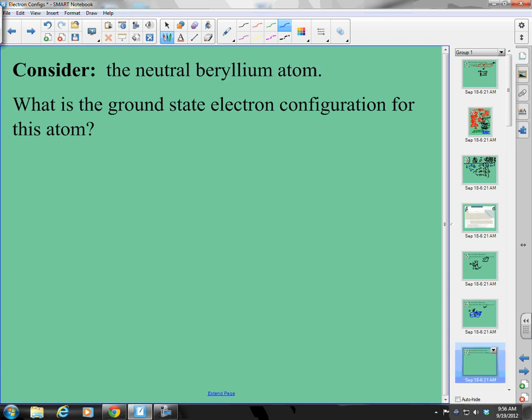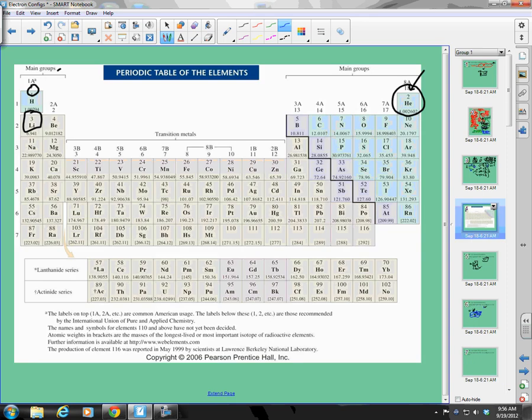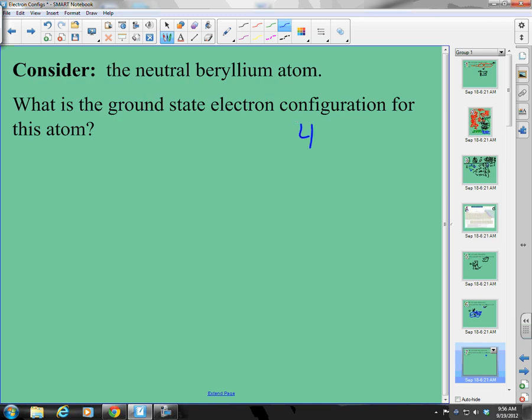Let's move on. Consider the neutral beryllium atom. You guys can do this one. Pause me, and when you're done, I'll tell you the answer. Well, let's see. How many electrons does beryllium have? You go to the periodic table. Beryllium has 4 electrons. Good. So that means I need to place 4 electrons. Where's my first one going to go? It's going to go into the 1s.